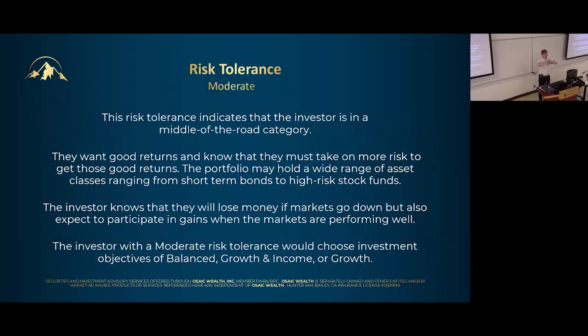Moving on, we get to right in the middle, moderate. This risk tolerance indicates that the investor is in a middle of the road category. So they want good returns and they know that they must take on more risk to get those good returns. The portfolio may hold a wide range of asset classes ranging from short-term bonds all the way to high-risk stock funds. So the investor knows that they will lose money if markets go down, but they also expect to participate in gains when the markets are performing well.